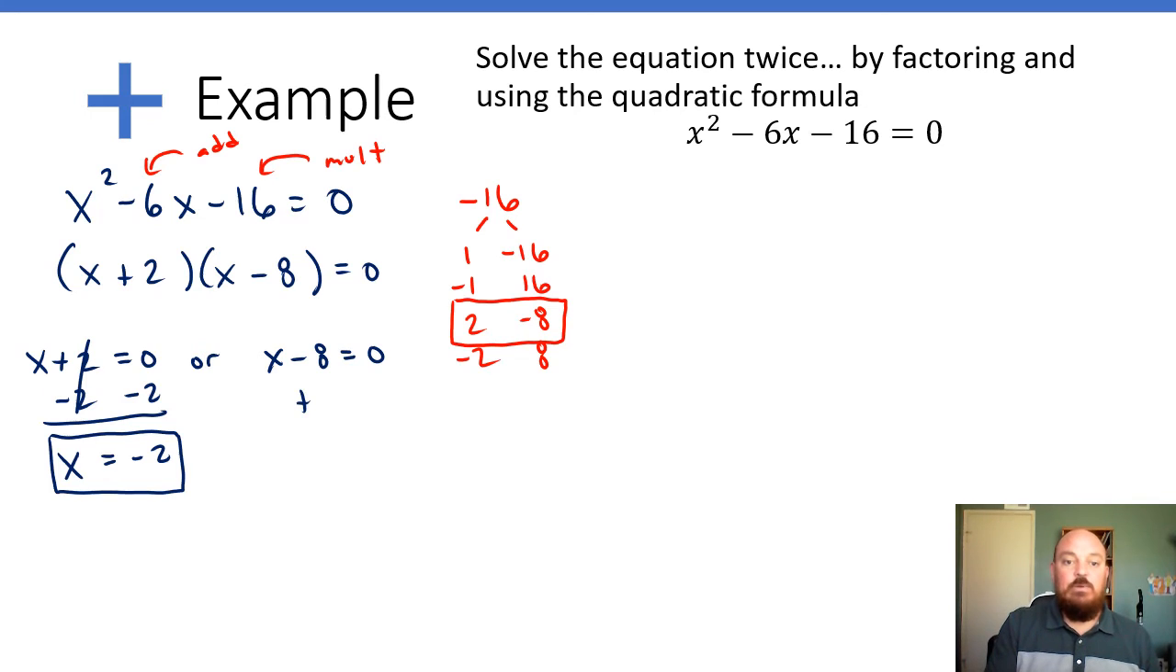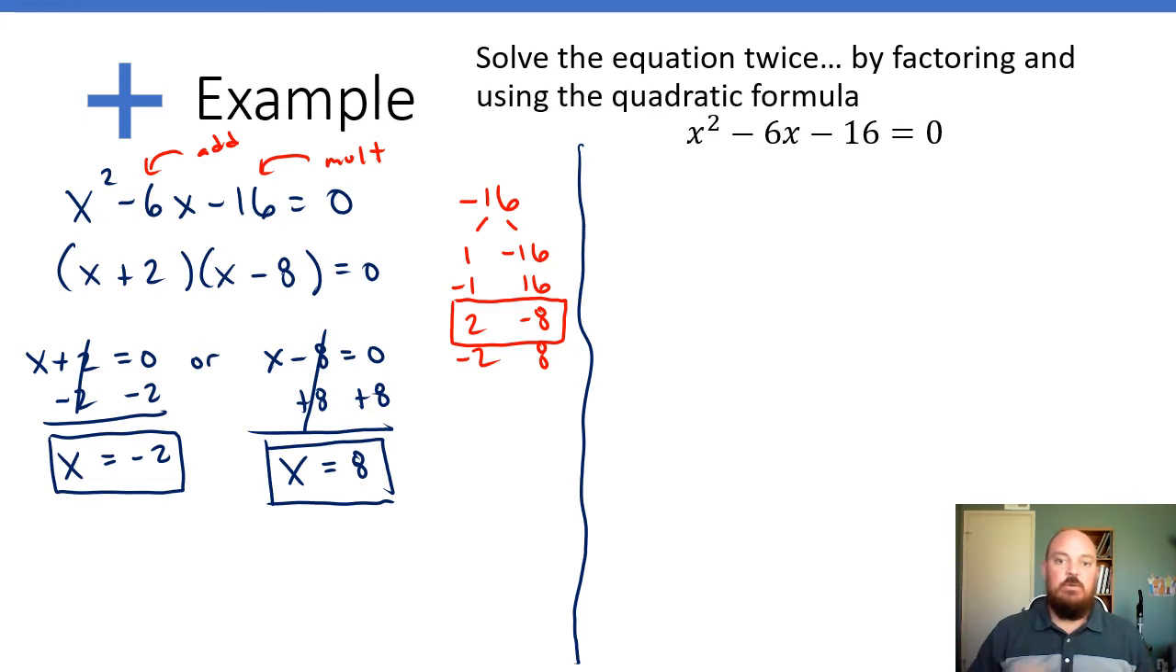Now for the second one, I would add 8 to both sides. Minus 8 and plus 8 cancel. X drops down. 0 plus 8 is 8. Okay, nothing new there. That was exactly what we have been doing. That was solving by factoring.